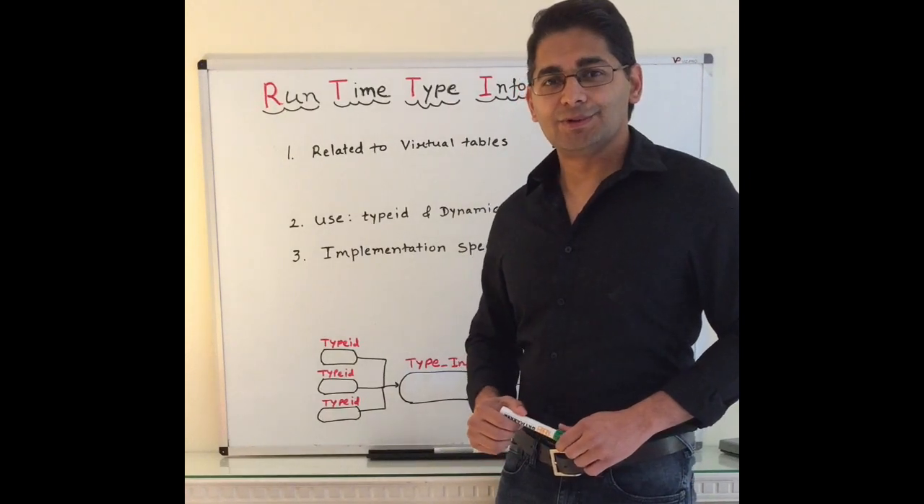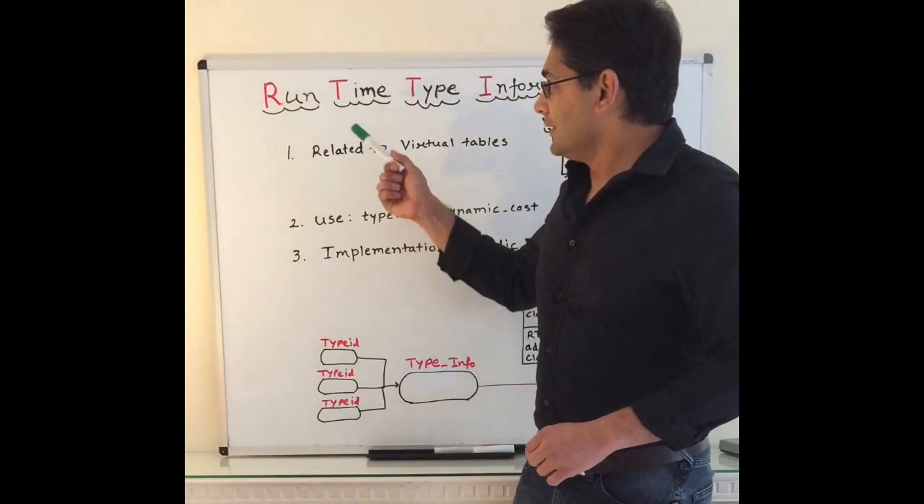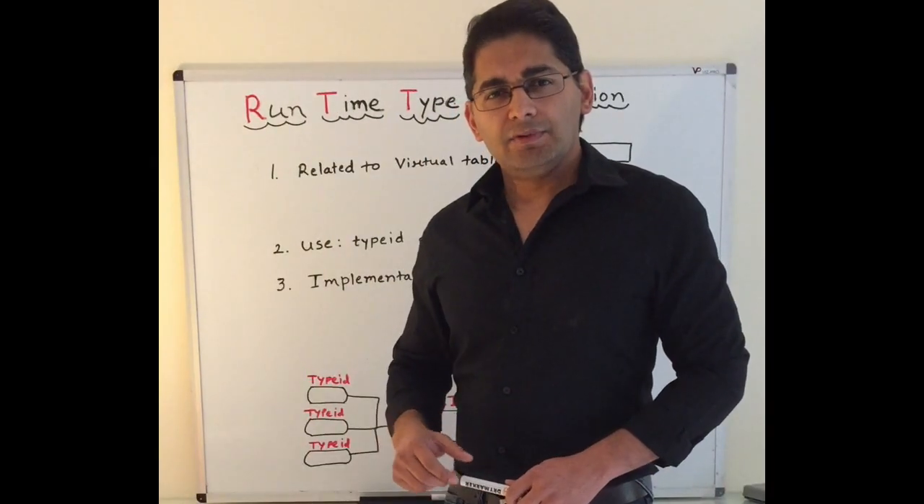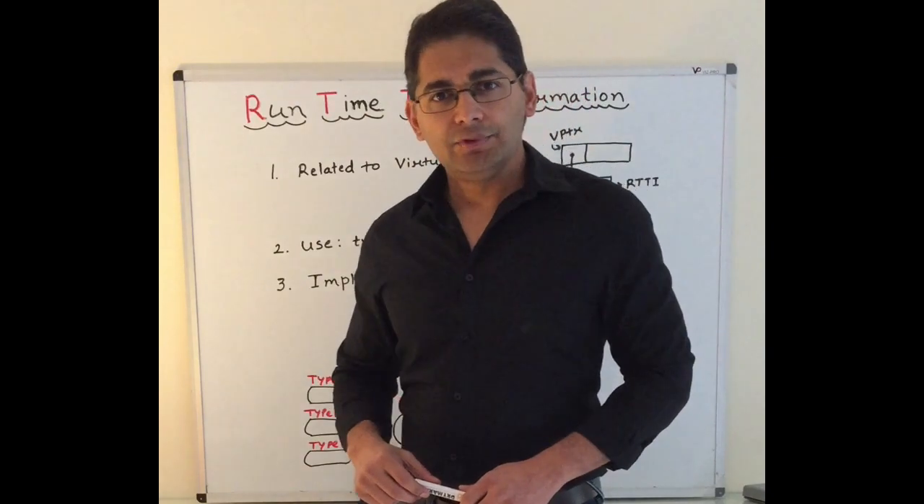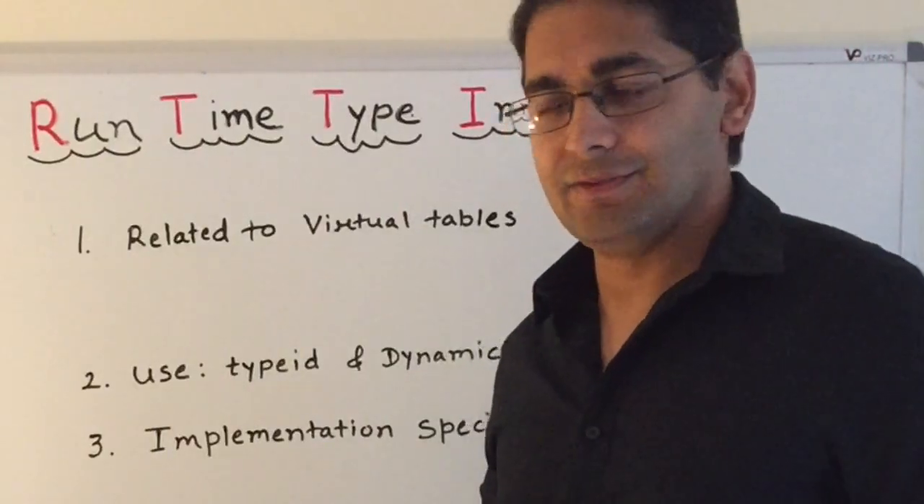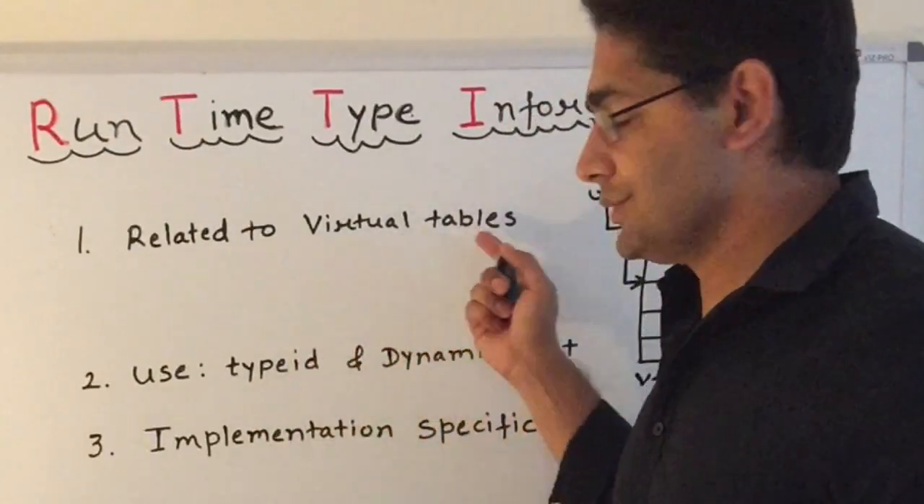In this video, I am going to cover implementation of runtime type information. RTTI is used to get type information about an object at runtime using pointer or references. Compiler writes code for RTTI with the help of virtual functions and virtual table.